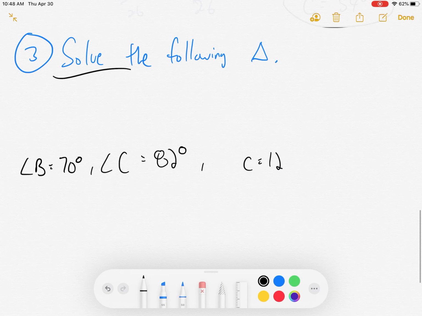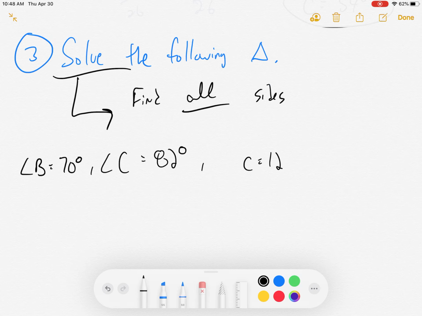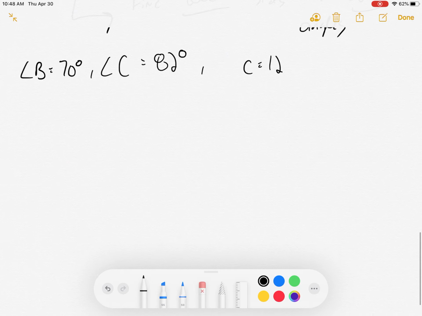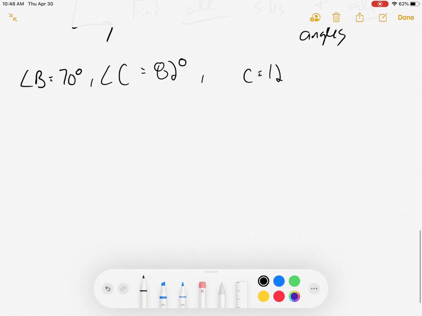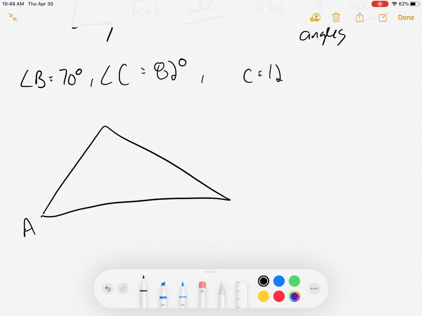Okay, last up, number 3 says solve the following triangle. And when it says solve a triangle, it means find all sides and all angles. So they don't even give us a triangle here. So what we need to do is draw one out.